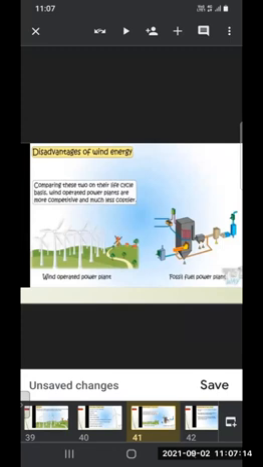Now, what are the disadvantages? Comparing these two on their life cycle basis, wind operated power plants are more competitive and much less costly. Okay, as compared to fossil fuel power plants, wind power plants are more competitive and much less costly.